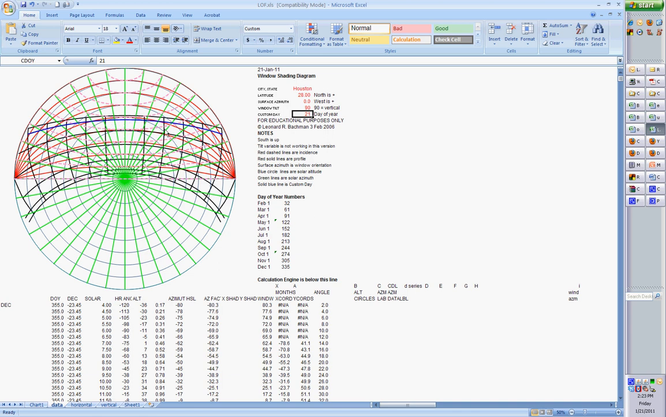This part of the spreadsheet down here is the working calculation engine. You don't need to concern yourself with that. But if you wanted to know how to find a particular day of the year, like September the 10th would be 253, right? So we could enter 253, and the blue line shifts to show us the day of specific interest. But let's stick with 21.